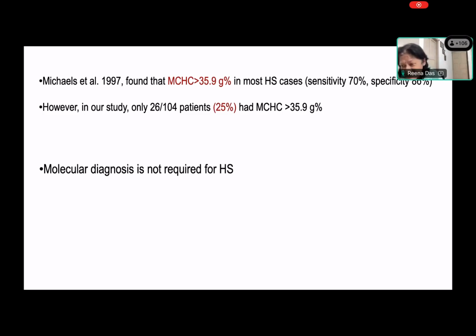Maybe there is iron deficiency anemia, which is still there in these patients, but it is supposed to be a sensitive kind of test. But in our experience, we have not found it to be that sensitive. And just as a take-home message, molecular diagnosis is not required for hereditary spherocytosis. If you have the clinical spectrum, it's more than enough.